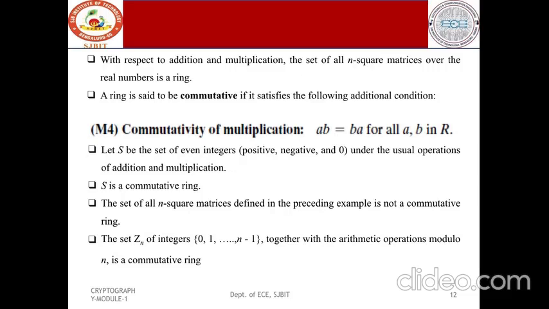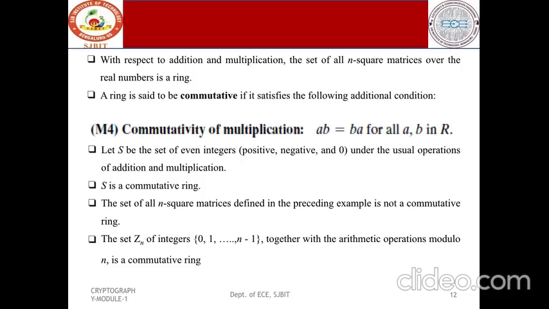With respect to addition and multiplication, the set of all n square matrices over the real numbers is a ring. A ring is said to be commutative if it satisfies the commutativity of multiplication, that is AB is equal to BA for all A, B in R. Let S be the set of even integers, which may be positive, negative, and 0. Under the usual operations of addition and multiplication, S is a commutative ring. The set of all n square matrices defined in the preceding example is not a commutative ring.